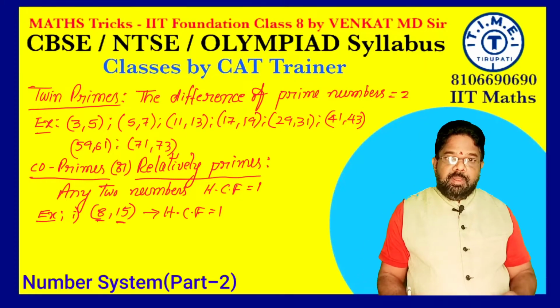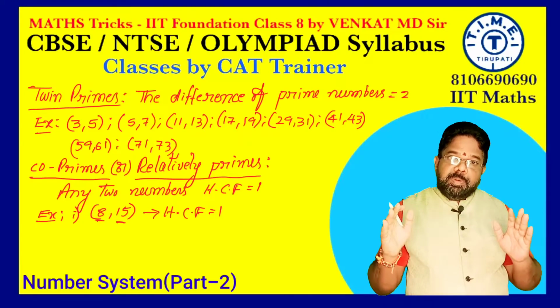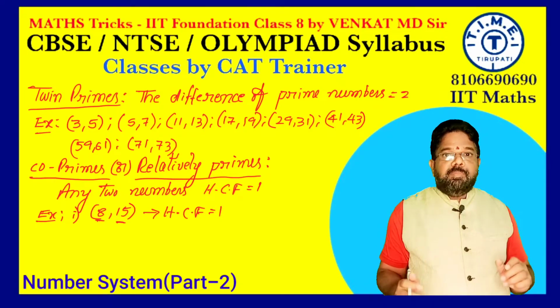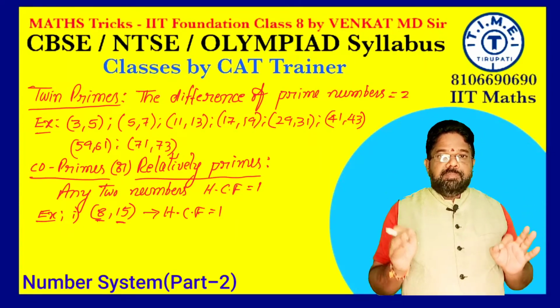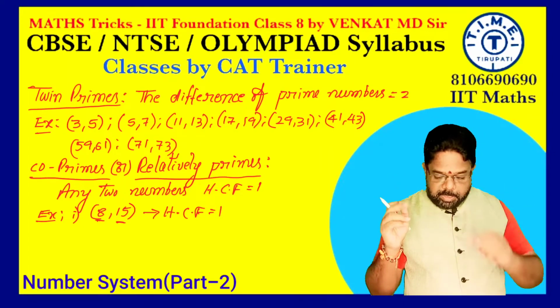So that pair 8, 15 is called co-primes or relatively primes to each other according to our definition. But by observing here, 8 is not a prime number and 15 is not a prime number, yet that pair is called co-primes or relatively primes according to our definition.